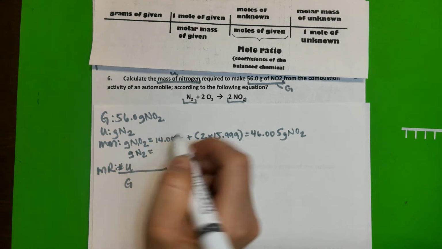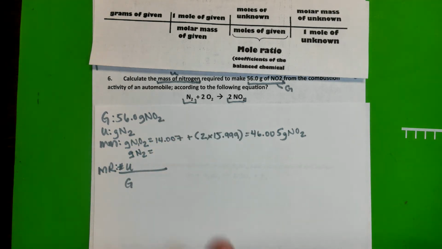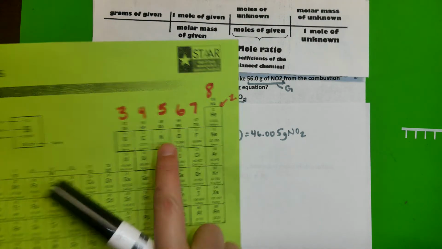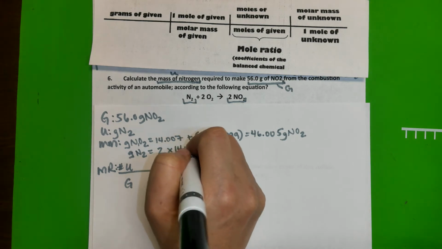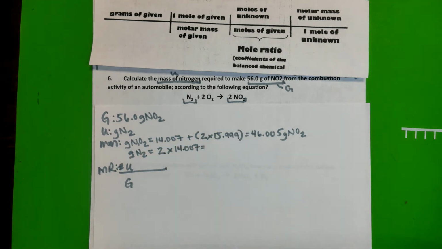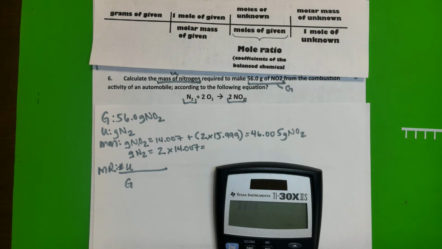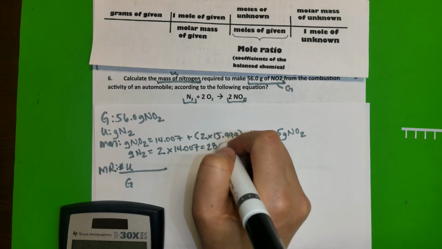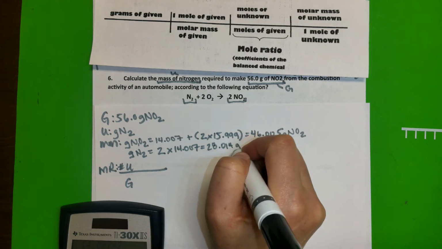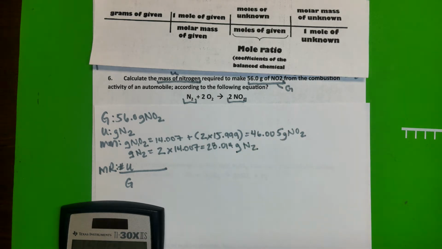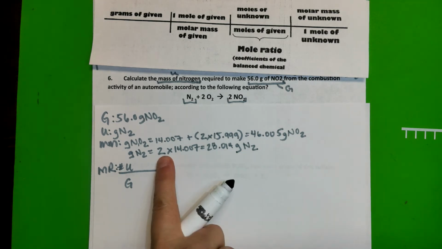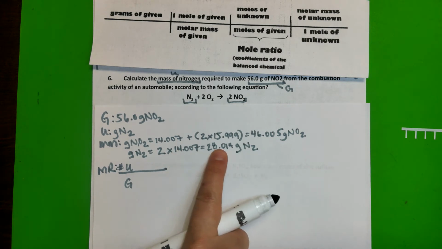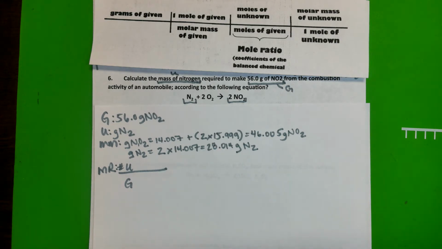Okay, now let's do the next one, the grams of nitrogen. Now nitrogen has two of them, but it's only one element. So it would be 2 times 14.007, which is 28.014 grams of N2. You see how it's at 2, that's two of them, and each nitrogen is 14.007. You multiply those two and you get 28.014.